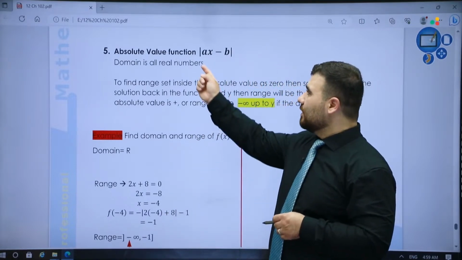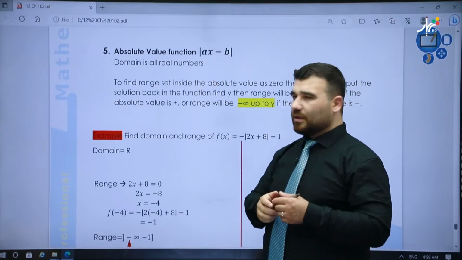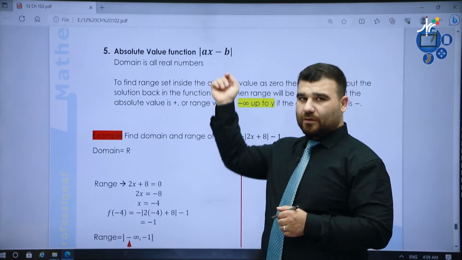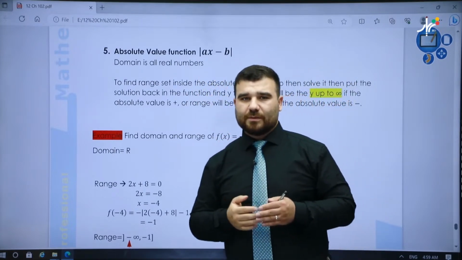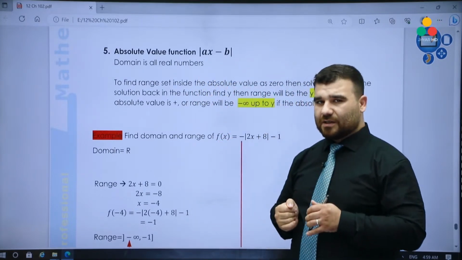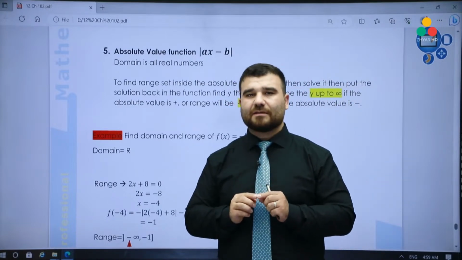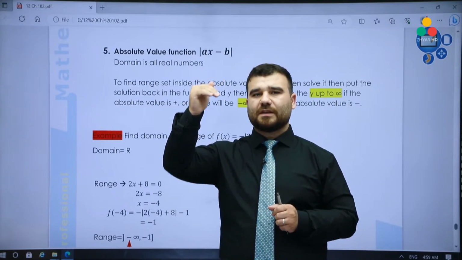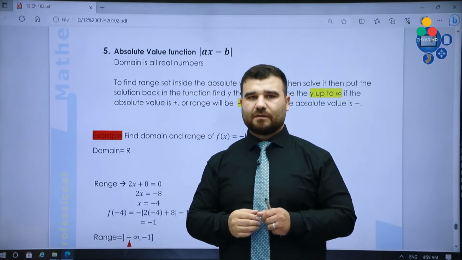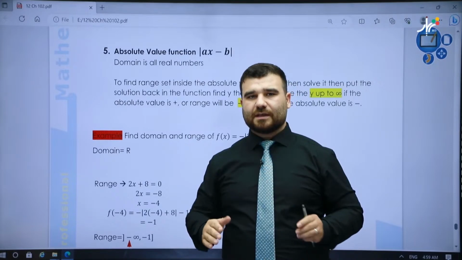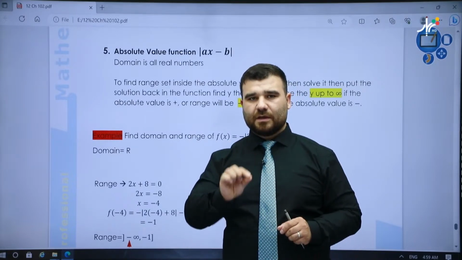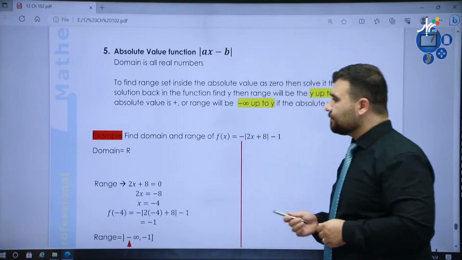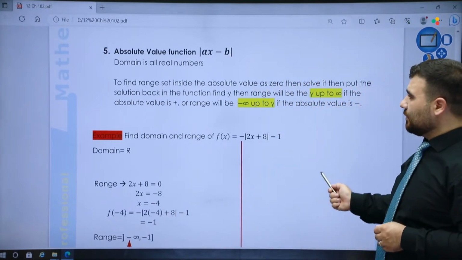Then for V shape, domain is all real numbers. It has no problem. It's not like fraction or square root. Then domain is all real numbers. Range is, we need to find the vertex of the V shape. From the vertex all the way to positive infinity, if the absolute value is positive, or if the absolute value is negative, it will be from vertex all the way down to negative infinity for the range. There is an example.